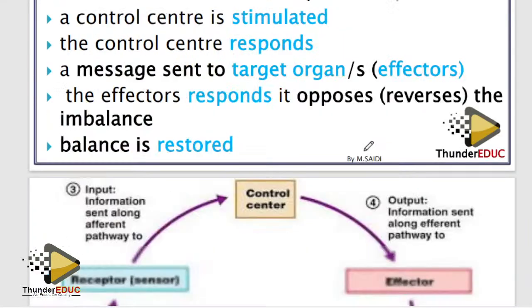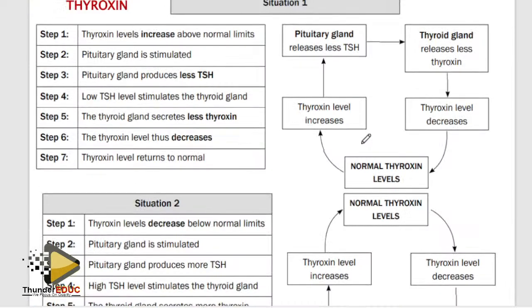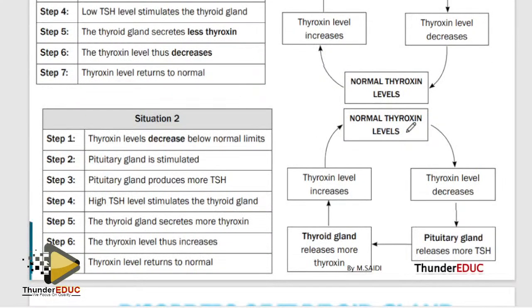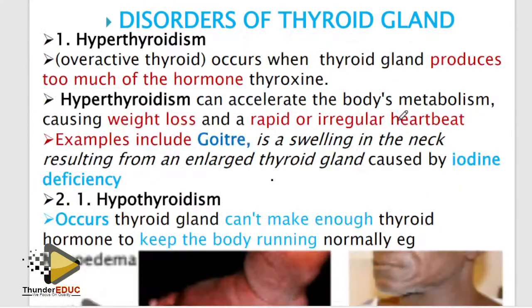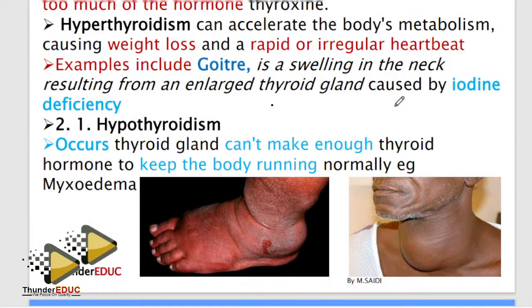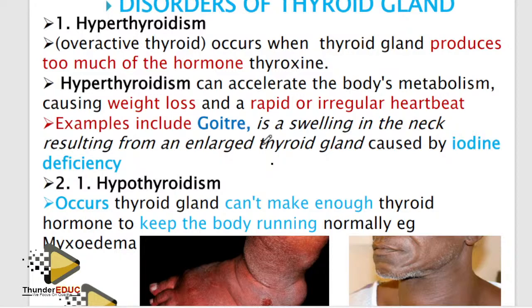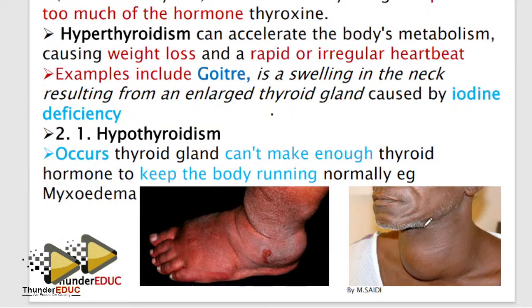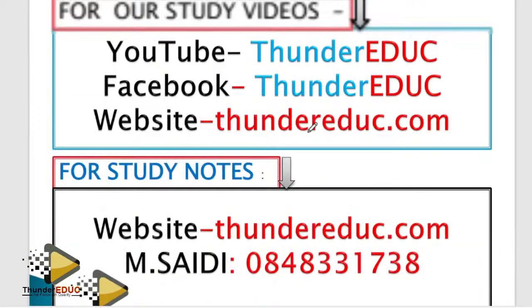Negative feedback mechanism. Here, I'm just going to give you one trick. But don't make a mistake to go when you don't know the thyroxine. Thyroxine, make sure you know it. Hyperthyroidism, hypothyroidism. Swelling of the thyroid gland is called goiter. But I'm going to show you how you can answer questions concerning homeostasis and negative feedback mechanism.